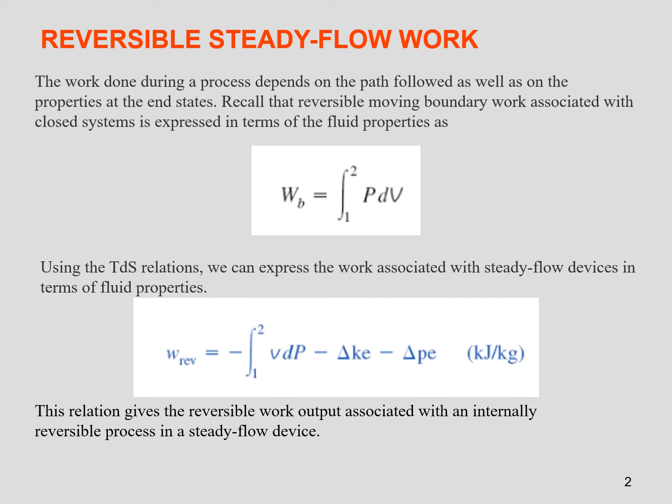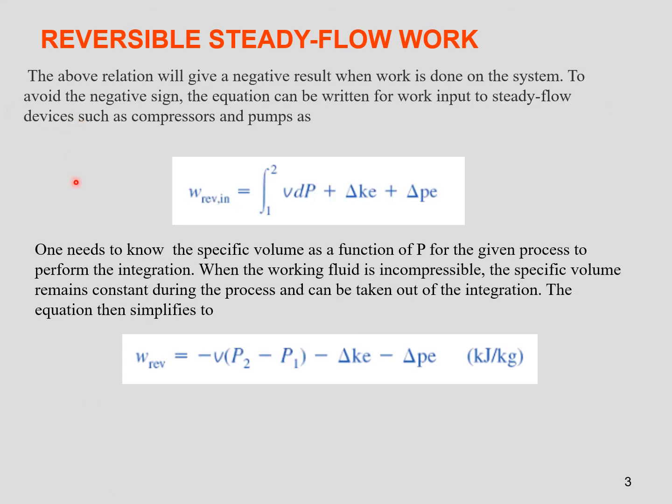The above relation will give a negative result when work is done on the system. To avoid the negative sign, the equation can be written for work input to the steady flow devices, such as compressors or pumps, as follows. One needs to know the specific volume as a function of pressure for the given process to perform the integration. When the working fluid is incompressible, the specific volume remains constant during the process and can be taken outside the integral. The equation then simplifies to the following form.